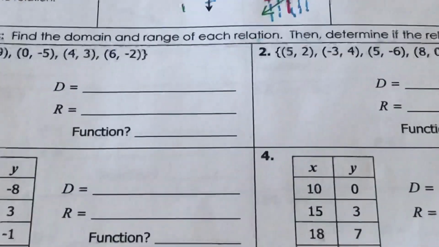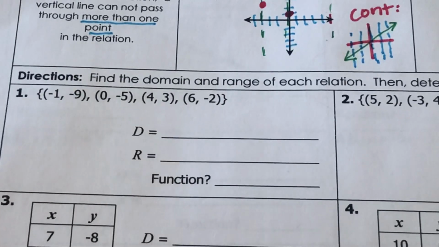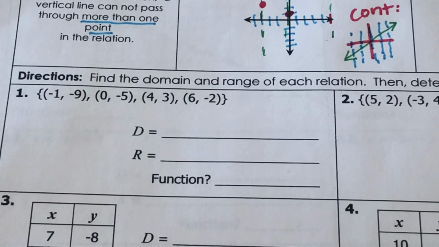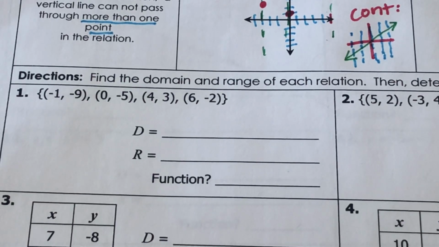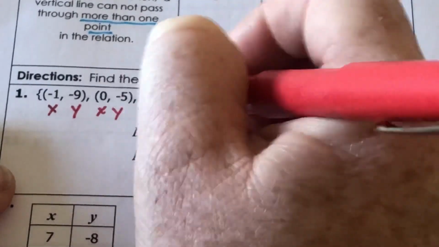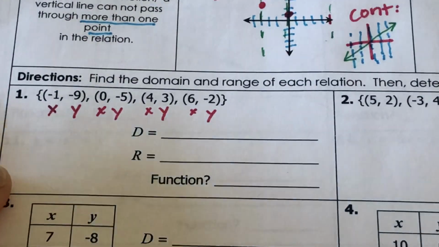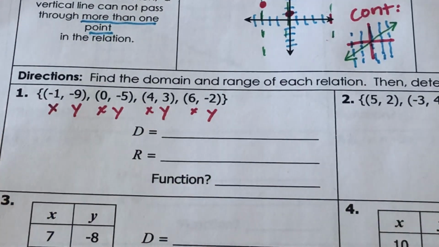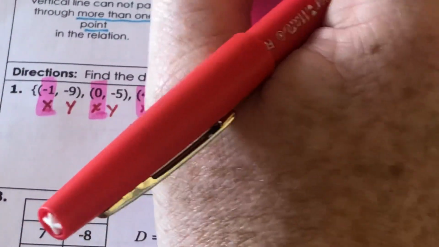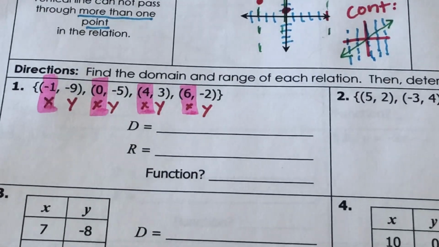Okay, so we're going to use all of those ideas for the next chunk and find the domain and range of each relation, then determine if the relation is a function. Okay, so we're given a list of points for number 1. Well, all of these are x comma y points, right? So our domain is going to be the list of all our x's, or the first points of each set of points.